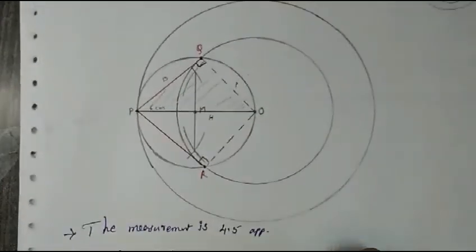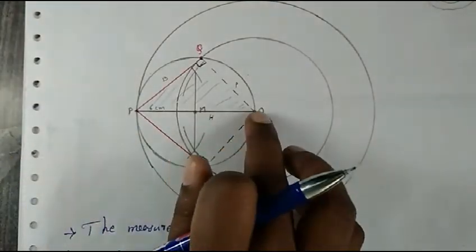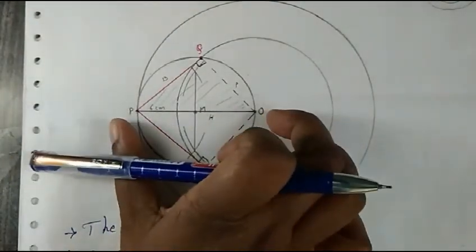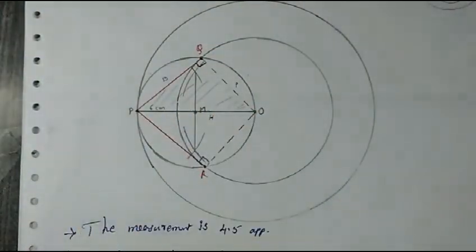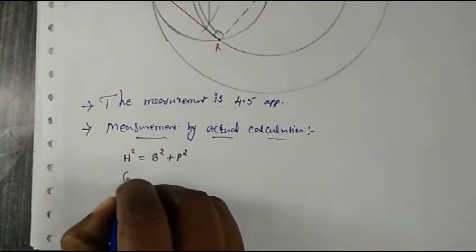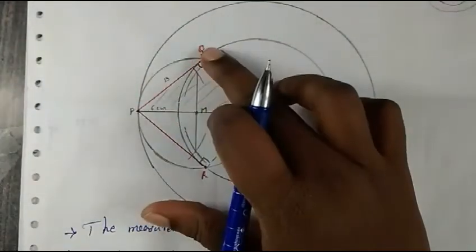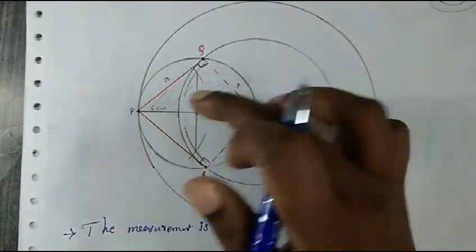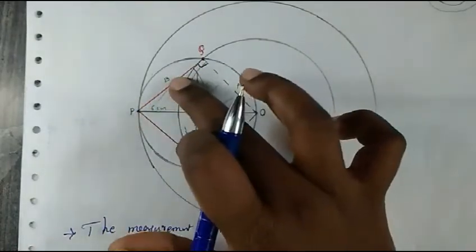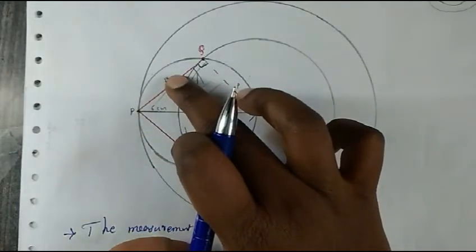Now, hypotenuse is how much? We know that this line, from the center up to point P, is the bigger circle radius. It is 6 centimeter. So hypotenuse becomes 6 centimeter, so 6 square. Then base. Base, now by actual calculation we have to find out. By a scale, we know it is 4.5, 4.6, like that it comes. But by actual calculation we have to find the base.